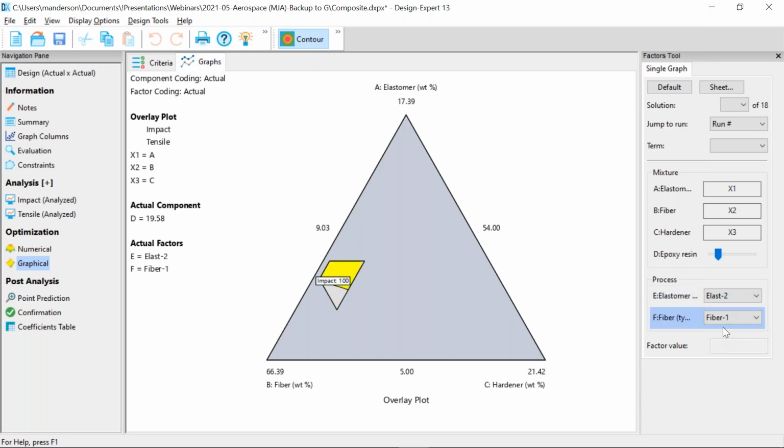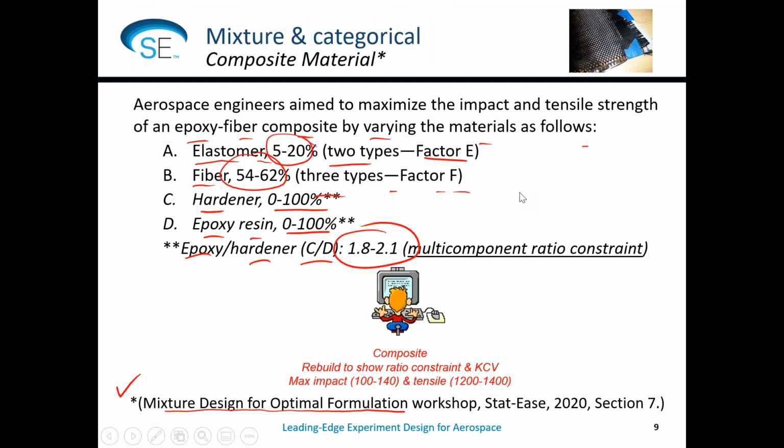What about the fibers? Okay, fiber 1 has got a window, but it's less. So it looks like there's actually other considerations we could bring into play here, like the cost of the different materials. We could work that into the equation. And there's a lot more we could do with this example, but we'll quit while we're ahead.